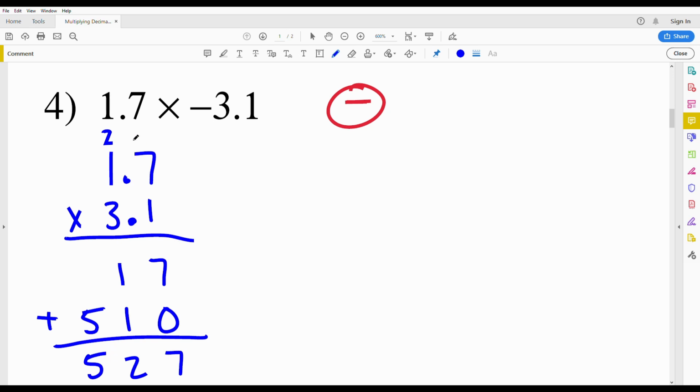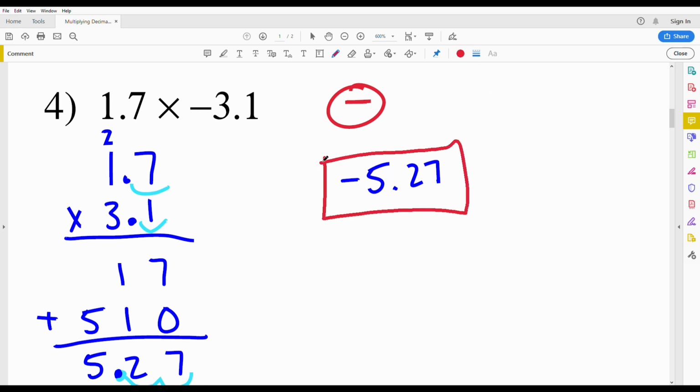But remember, these were decimals. 1.7 times 3.1, it seems a little unreasonable, or a lot unreasonable, that we would get 527 from multiplying those small values. So let's think about taking the decimal into account. We have 1 decimal place for our first number and 1 for our second number. So we're going to be moving that over 2 decimal places. So we'll have 5 and 27/100ths. And that's our result for 1.7 times 3.1. But we had 1.7 times a negative 3.1, so we're going to have negative 5 and 27/100ths as our solution in number 4.